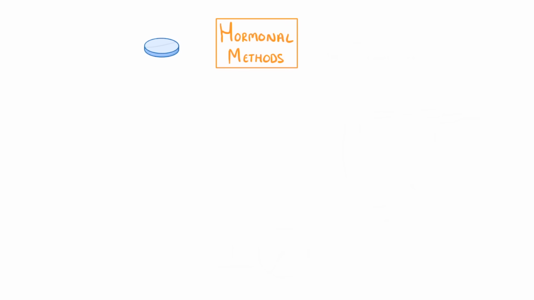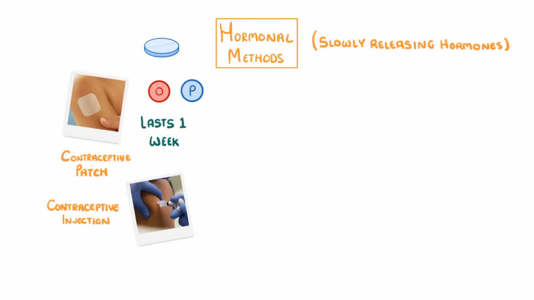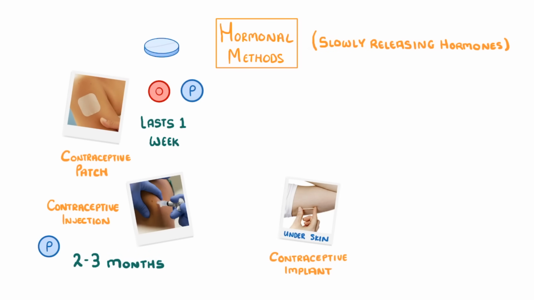As well as taking a pill, there's also a few other methods of slowly releasing hormones. The contraceptive patch is like a small sticker that you place on the upper arm, which slowly releases estrogen and progesterone, and each patch lasts 1 week. The contraceptive injection is an injection of progesterone into the upper arm, with each dose lasting 2 to 3 months. A longer option is the contraceptive implant, which involves a small device being placed under the skin of the arm, which will then slowly release progesterone for up to 3 years.